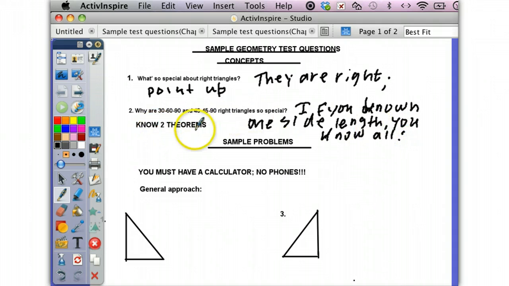And now the two theorems, I'd like you to make sure you know those two theorems. Alex, let's see if you can finish this. In a 30, 60, 90 triangle, the length of the hypotenuse is, can you finish that? 2 times the length of the shorter side. Yes. And the length of the longer leg, Penelope, is?